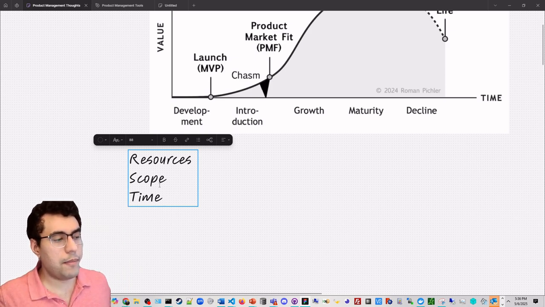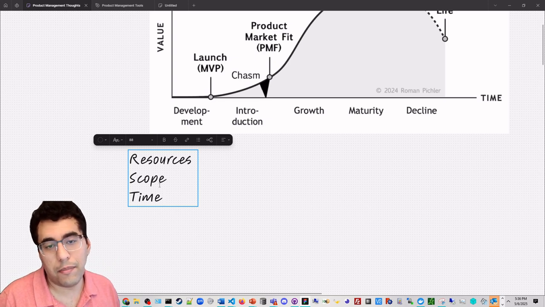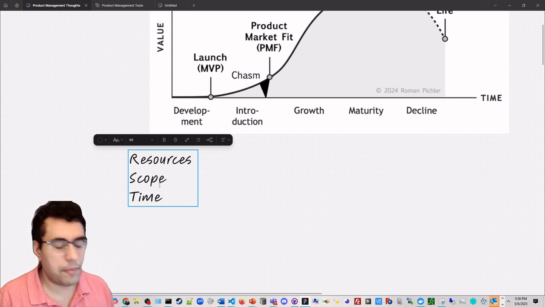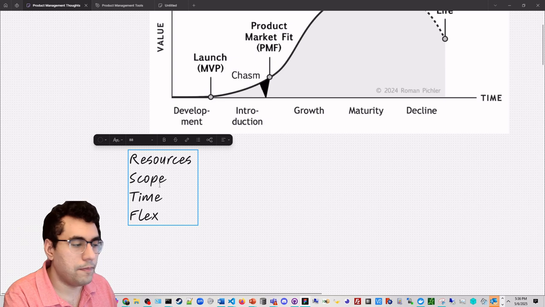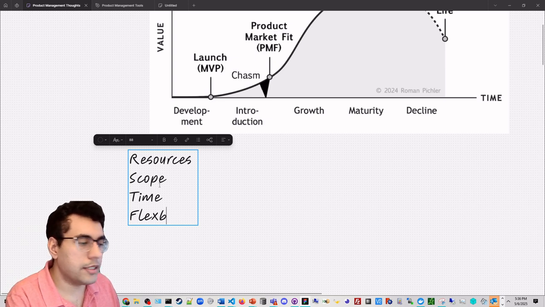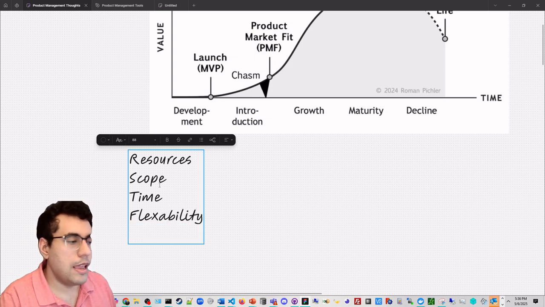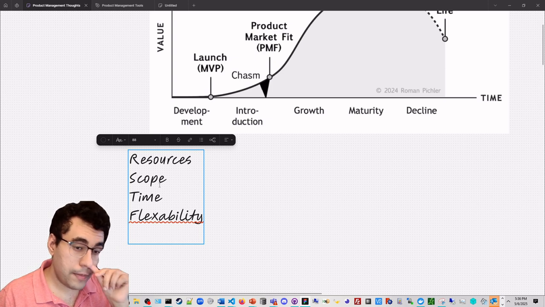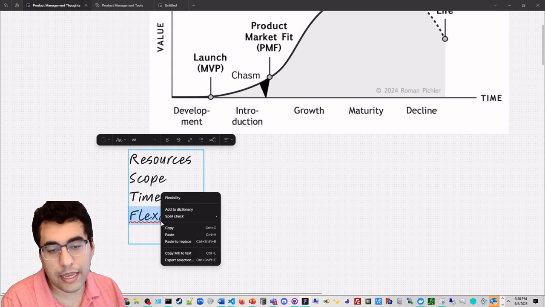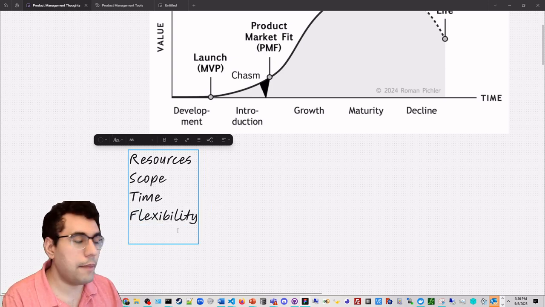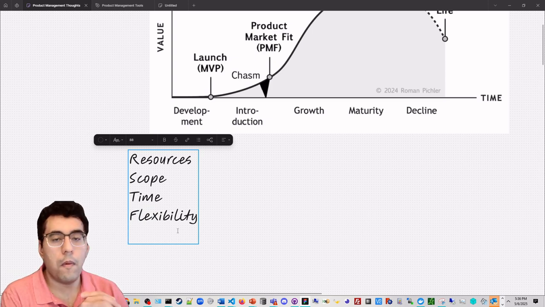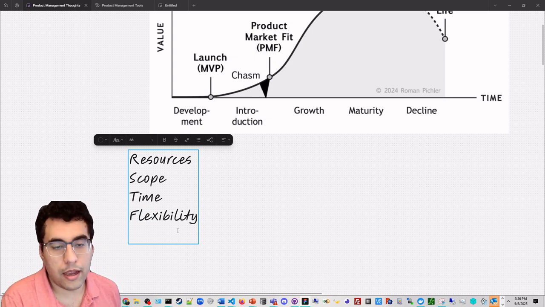And then finally, I think you want to find evidence from the market and get feedback. Being flexible is really important. Also, finally, like I said, time and speed are really an important part of that. And the second part is going to be introduction.